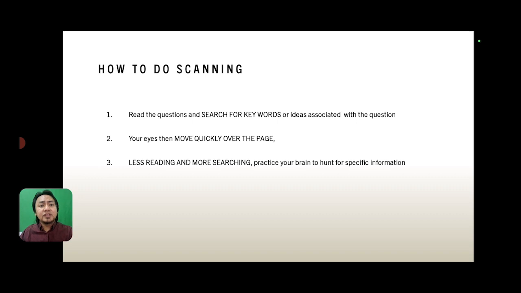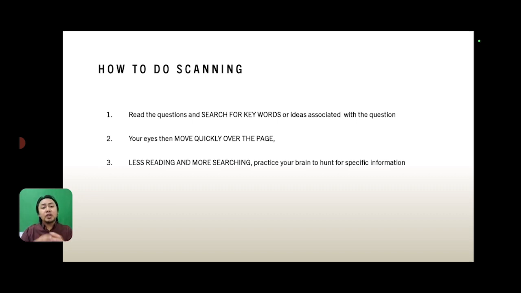So first is to read the questions and search for keywords or ideas associated with the question. And your eyes then move quickly over the page. And remember, less reading and more searching. Practice your brain to hunt for specific information. So I would advise you to do this when you are doing reading comprehension questions.